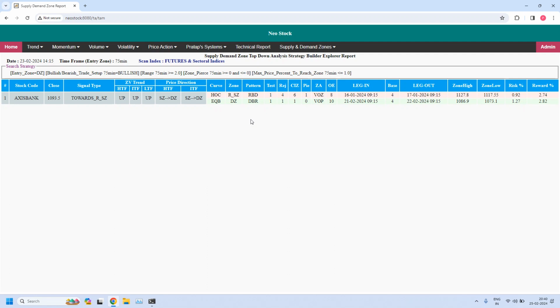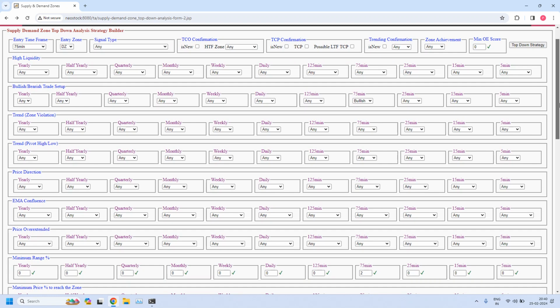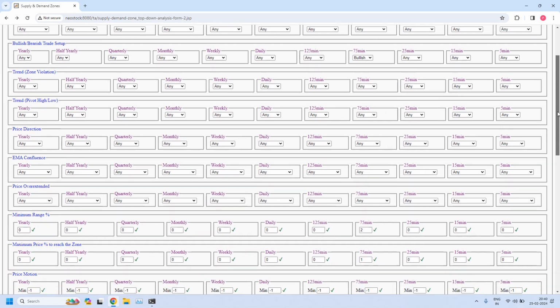Or if you want to take a second trade, use the technique of fine-tuning the zone based on zone confluence. I think you learned in lesson 16, right? Okay, because only one stock is there and that too a tested zone, now let us look within 2% range. That is the maximum price percent to reach the zone. I'm changing 1% to 2% at 75 minutes.